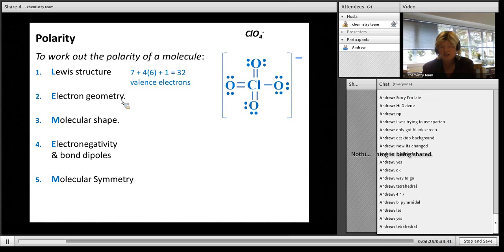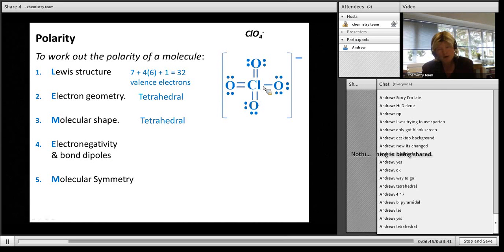So I know you're typing there. Tetrahedral, correct. And now we look at the molecular shape. How many bonding pairs, how many non-bonding pairs? Well, they are all bonding, and if they're all bonding, it's the same as the basic shape. So it'll be tetrahedral. Now we look at the electronegativity.